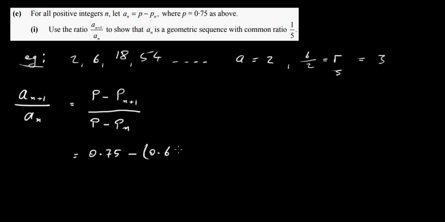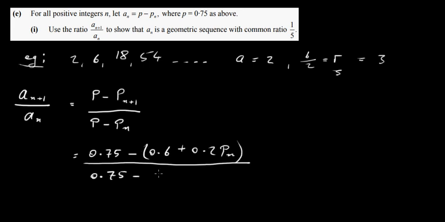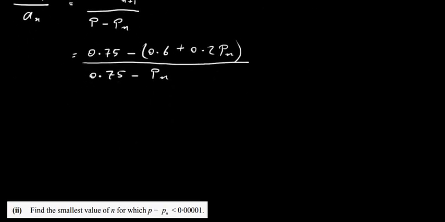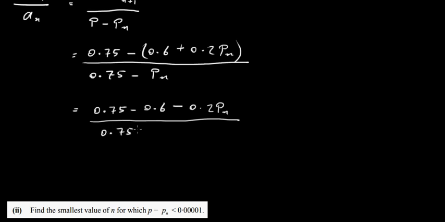We have 0.6 plus 0.2 times Pn, divide that by An. So we got P, which again is just 0.75, minus Pn, which is just Pn here. Okay, so let's work this out. Let's see if we can simplify this. Now let's take away the brackets. We got 0.75 minus 0.6 minus plus minus 0.2 times Pn. 0.75 minus 0.6, minus plus is minus, so that's fine. On the bottom here we have 0.75 minus Pn. Now 0.75 minus 0.6 is just 0.15 minus 0.2 times Pn over 0.75 minus Pn.